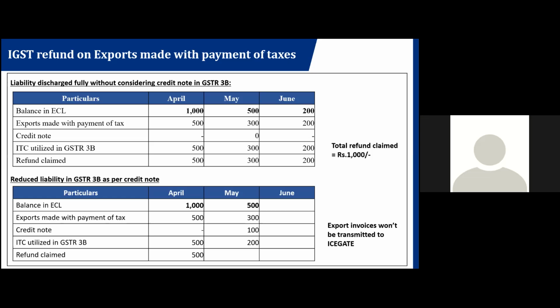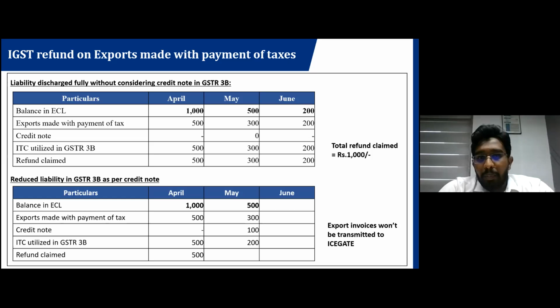If I don't reduce credit note liability, I need to pay 300 rupees only, and I will get a 300 rupees refund amount. Suppose you have reduced your liability in GSTR 3B. In the second table, you can see in May month, 100 rupees reduced and you have paid only 200 rupees. In that case, your liability as per GSTR 1 is 300 rupees and your liability as per GSTR 3B is 200 rupees for the purpose of the system.